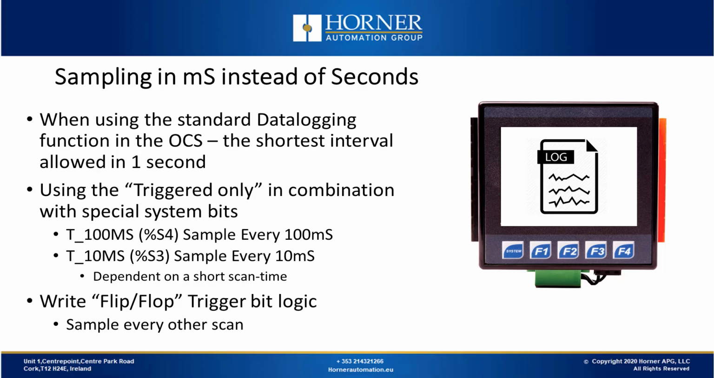There's another bit called T10 milliseconds or %S3, which turns on and off every 10 milliseconds. For many applications, you may not get the best results using S3, as it is quite intensive. If you want to go as fast as possible using the standard data log type object, you can write some logic that will flip-flop a trigger bit so that you can sample every other scan.